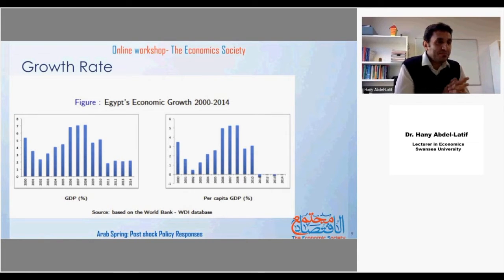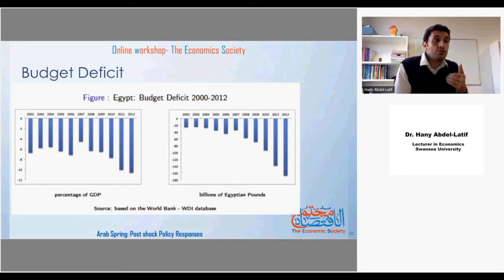So let me go back to the figure we have here. As I said, in Egypt after the revolution, we saw for the first time a negative figure for GDP per capita growth. That tells you how the economy went through problems in terms of growth after the revolution. The same thing with the budget deficit. You will see the figure on the screen now. We're looking at the budget deficit from 2000 to 2012, and you see how this trend is increasing. It's really growing in a very worrying manner.